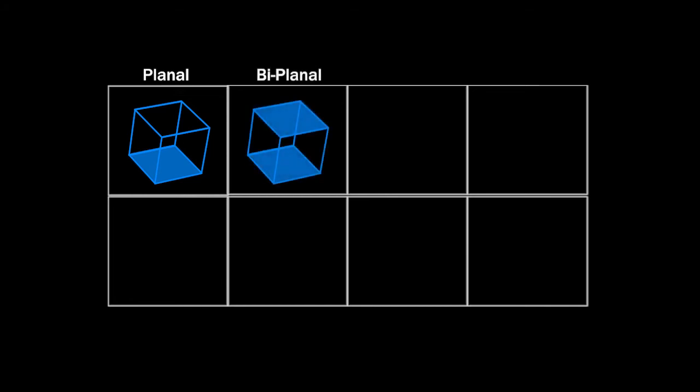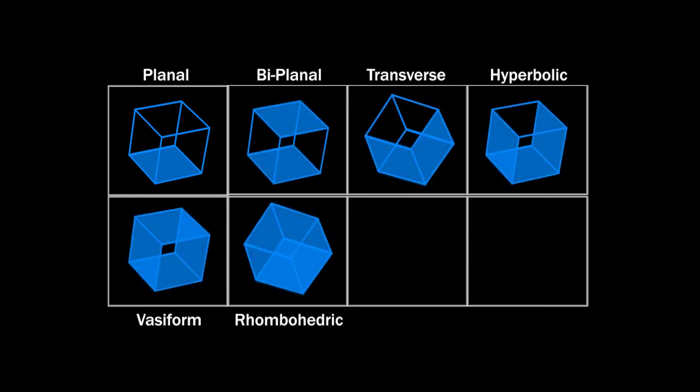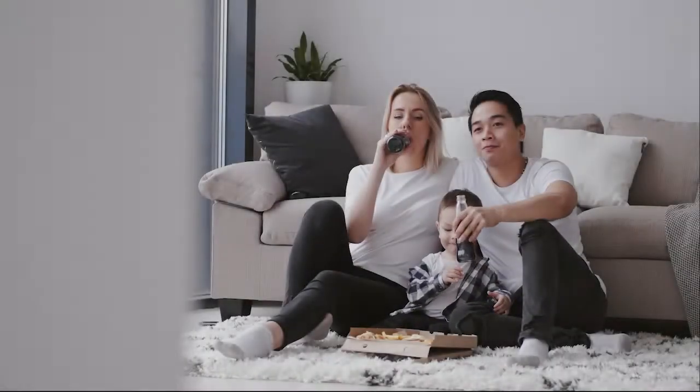These 8 types of starches, planal, biplanal, transverse, hyperbolic, vasiform, rhombohedric, hemispheric, and circumjacent, make up the regular starches, starches that contain or support. However, there are also irregular starches that I will spend a brief time discussing. There are 2 families of starches that are worth mentioning here.